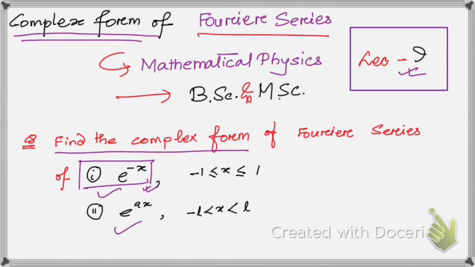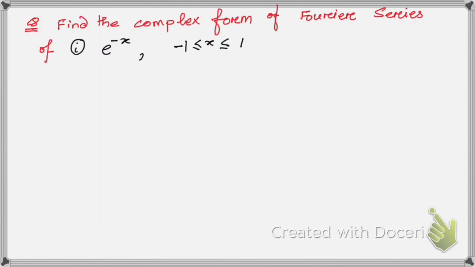Here we're going to obtain the complex form of this, e to the power minus x. So let me take it. So here the given function is f of x, e to the power minus x, not only x. And in the interval, x is greater than or equal to minus 1 and less than or equal to 1. That means the interval is minus 1 to plus 1.